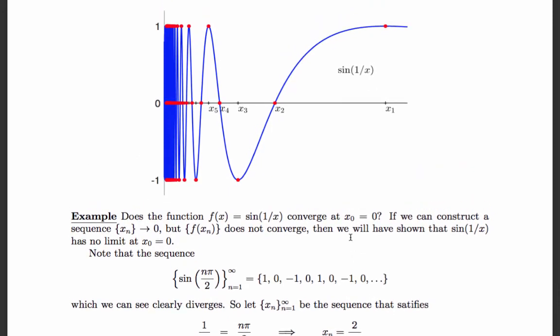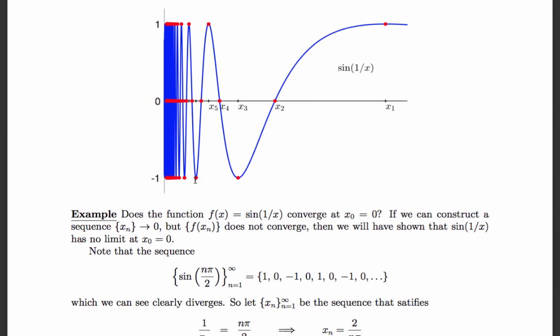Now let's stop and look a little bit at this plot of sine of 1 over x. By the way, the red dots, that's sine of 1 over xn. We can see that x1, x2, x3, x4, x5. And of course, I'm running out of space, but here's x6, x7, x8. Of course, the sequence x converges to 0. But if I evaluate sine at these points, I get 1, 0, negative 1, 0, 1, 0, negative 1. And of course, the pattern repeats. What a beautiful function. Well, that's it for today.